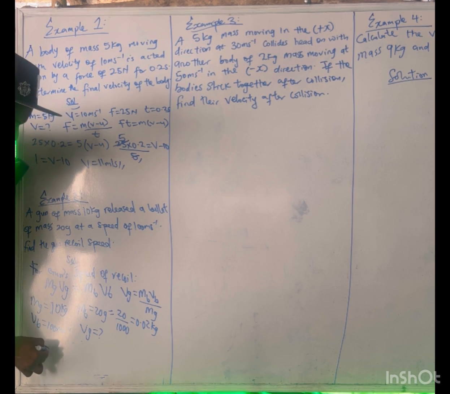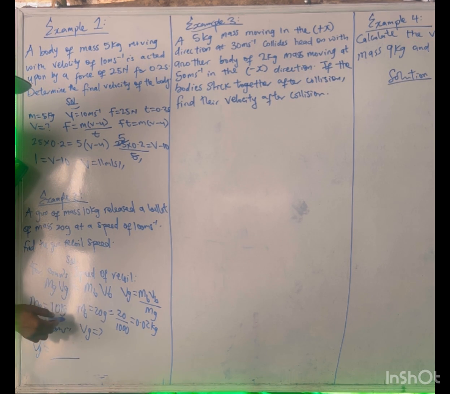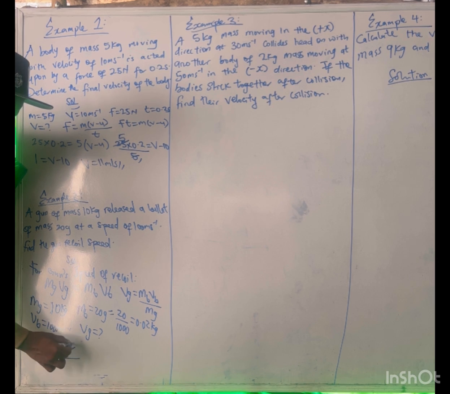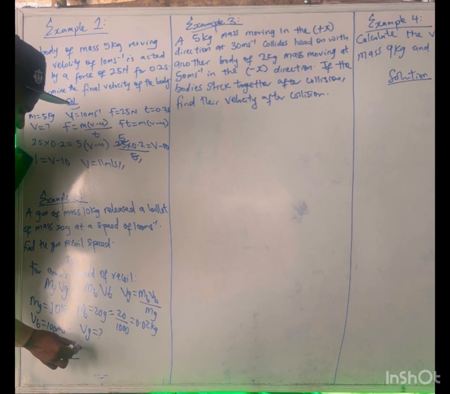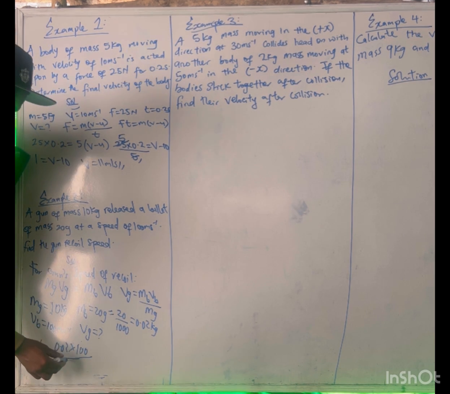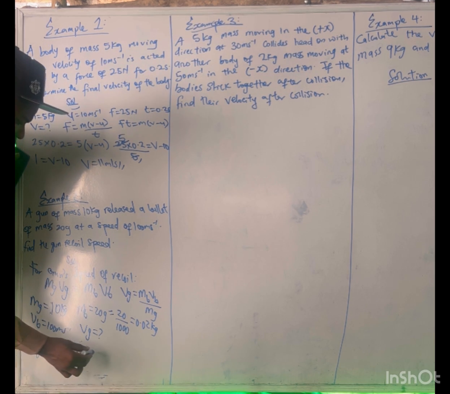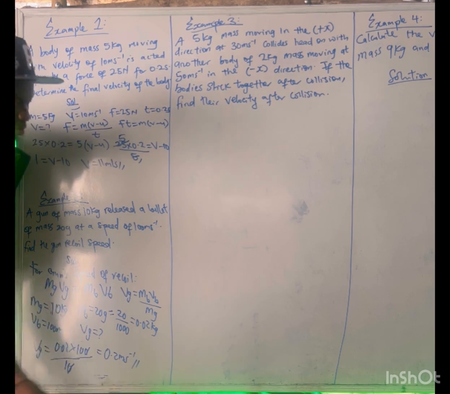So this is the formula for my Vg. Vg is equal to the mass of the bullet, 0.02, times the velocity of the bullet, which is 100, over the mass of the gun. The mass of the gun is 10. This cancels this, and the answer is 0.2 meters per second.